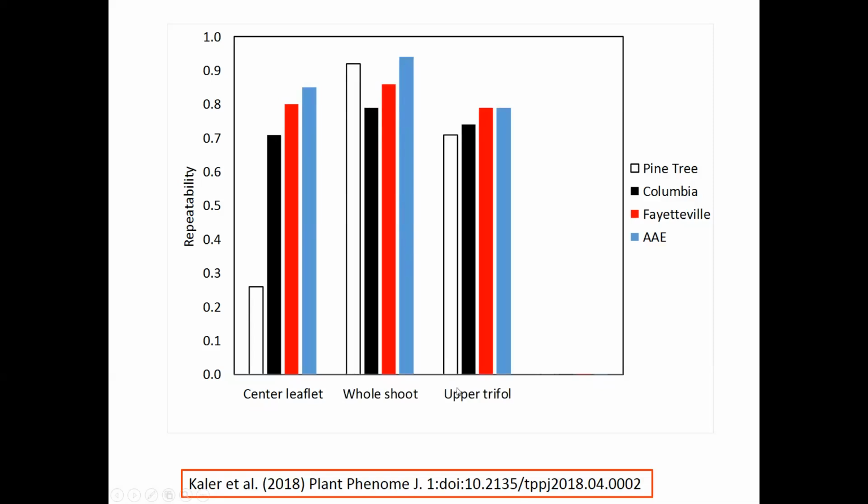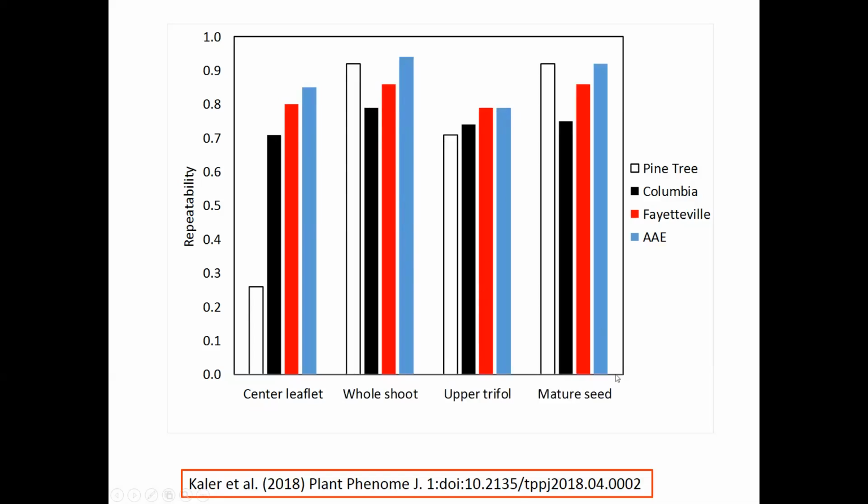For the upper trifoliate, a little bit lower than for the whole shoot. We're looking at around 70% up to around 78%. And for the mature seed, again, high repeatability for all locations. So repeatability was high across really all the different tissues that we analyzed, but especially so for the mature seed and the whole shoot.